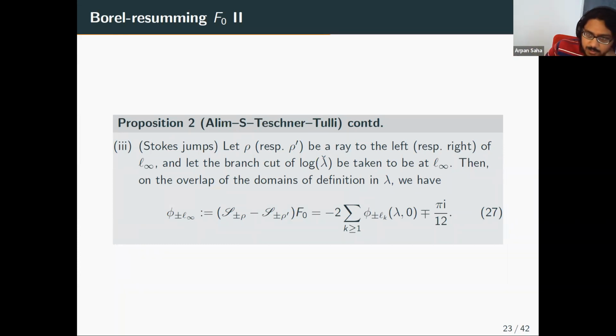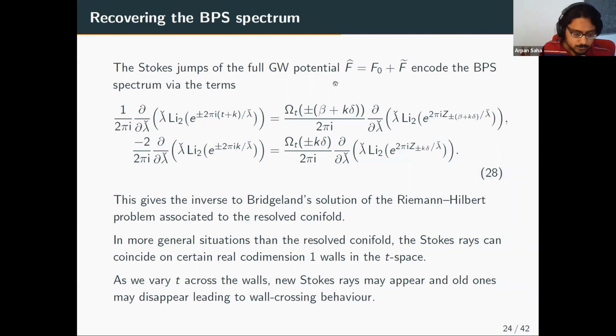And how to retrieve the BPS spectrum from this? Okay, so to retrieve the BPS spectrum, you look at all the Stokes jumps for the full Gromov-Witten potential, that is F hat equal to F0 plus F tilde. And then you can read off the BPS invariants from the prefactors of these expressions involving the dilogarithms. Okay, so this is the charge of the BPS state, and this is the BPS invariant that comes in front of that.